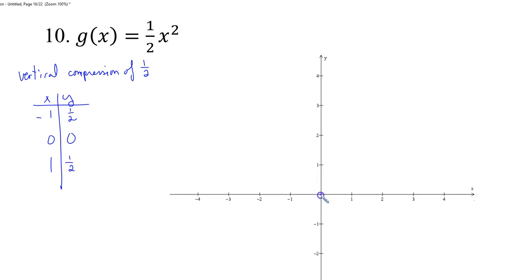So 0, 0, it's not shifting. But at 1, I have a y value of 1/2. At -1, I also have a y value of 1/2.